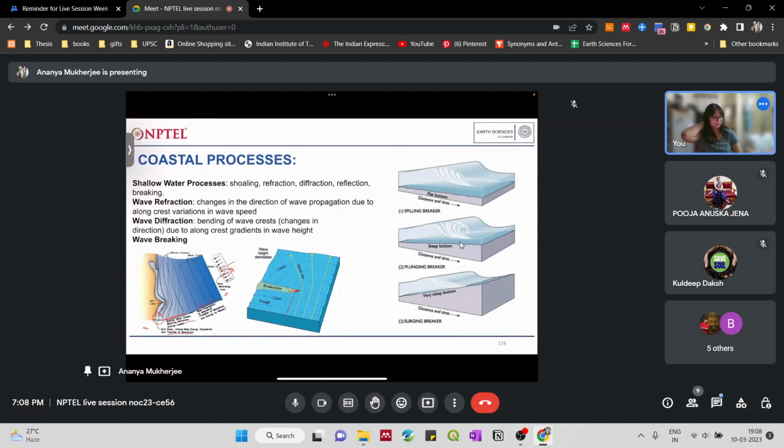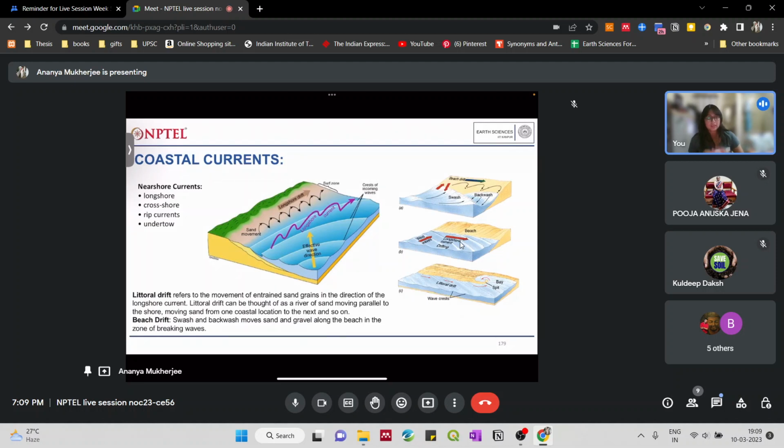And as I said, you can have breakers, waves breaking, near the surf zone area. It is usually based on the gradient that is there on the shore. So if you have a flat bottom, you have a spilling breaker. If you have a steep bottom, you have a plunging breaker. And if you have a very steep bottom, you will have a surging breaker. So you can see this wave action is much more than this wave action because of the difference in the wave breaking processes.